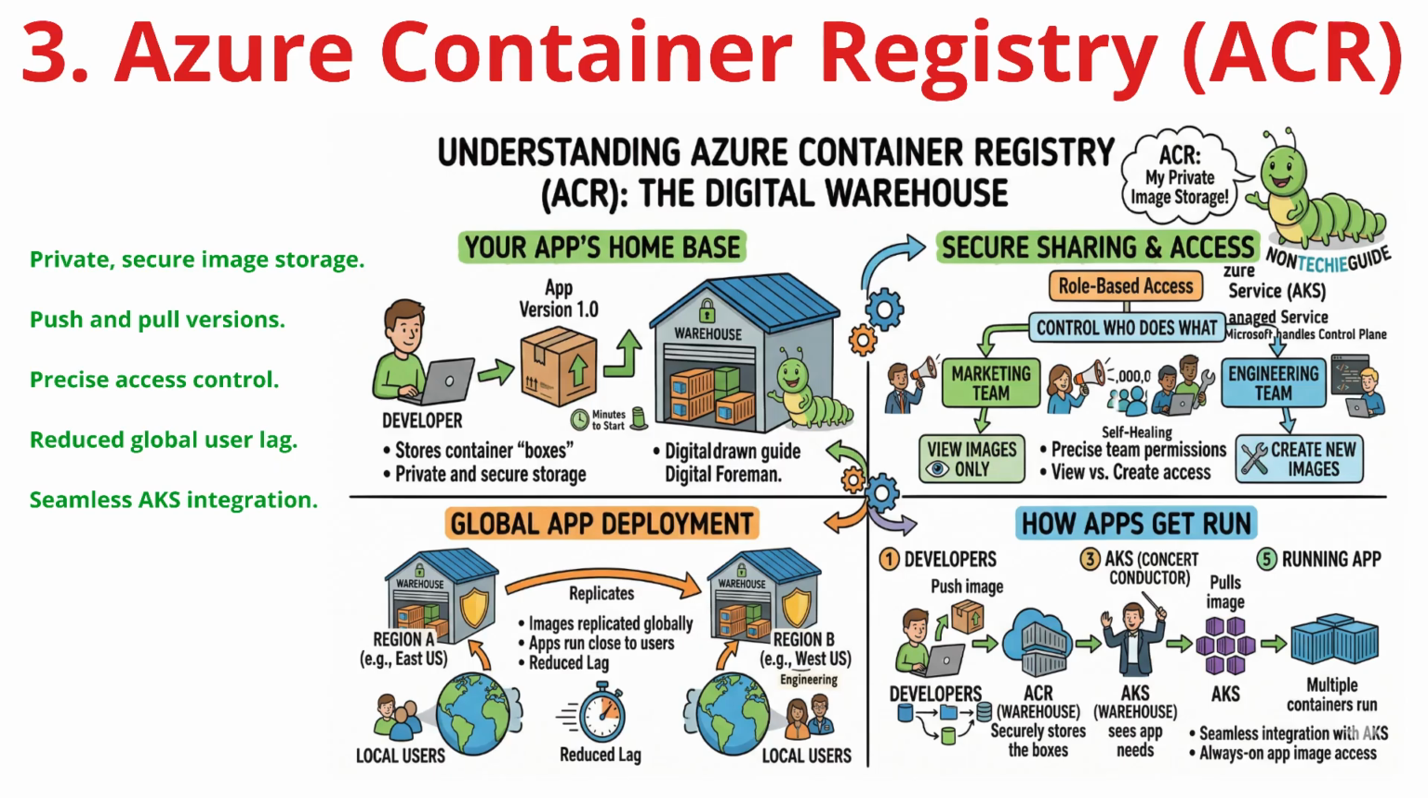It's not just a big storage pile. You can control who does what with precise, secure sharing and access. For instance, you could grant the engineering team permission to create new images, while the marketing team can only view them. This warehouse also offers global app deployment. By replicating images across different world regions, from East US to Europe, your app is always stored closer to local users, which means reduced lag and a faster experience for everyone.